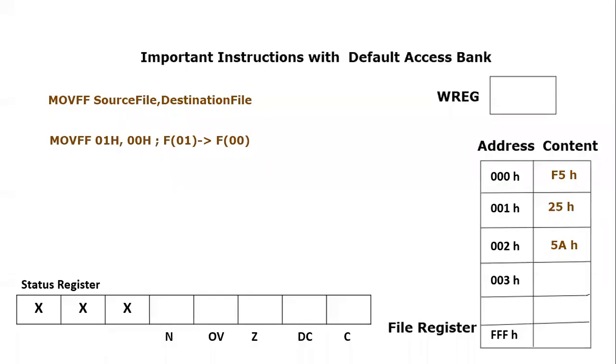Once we execute this instruction, what will happen? The content will move from 01 hex to 00 hex. That means this 25 hex, which is stored in 01 hex, will move into 00 hex. So after the execution of the instruction, the content F5, which is stored in 00 hex, will be modified, and instead of F5, it will become 25 hex. I hope you have understood the concept of this instruction.